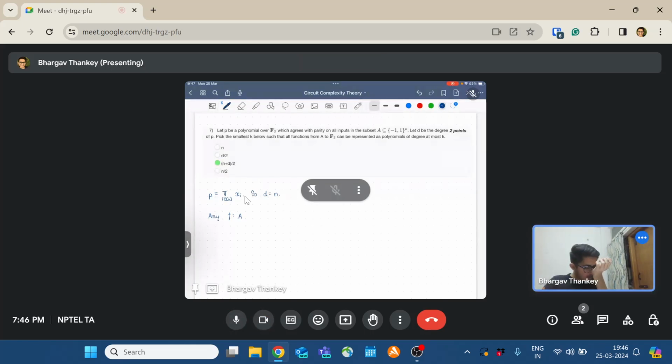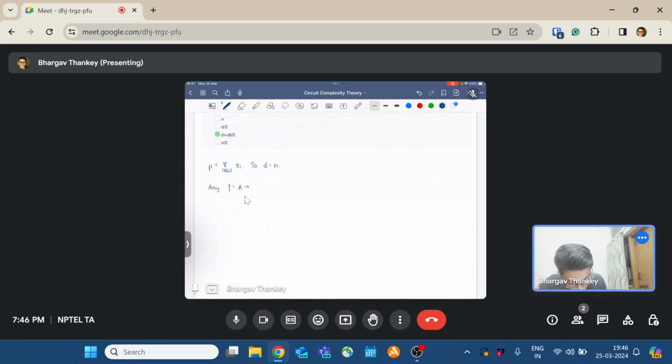Okay, so n plus d over 2 is correct. Now let's look at the last problem. The last problem is: how many n-variate multilinear polynomials of degree at most d are there over the field F_q? The options are q to the d, q to the n to the sum over i from 0 to d, q choose i, and q to the sum over i from 0 to d, n choose i.